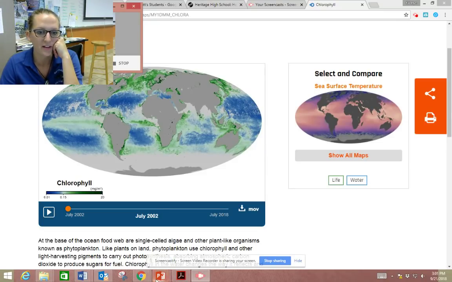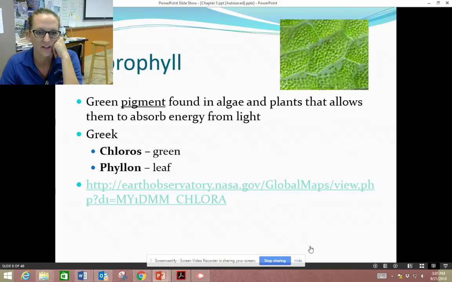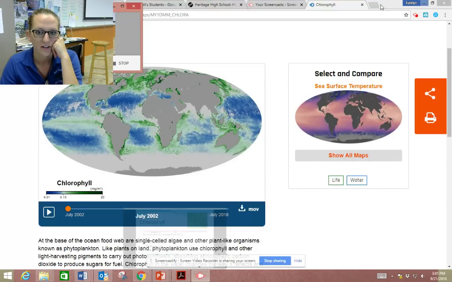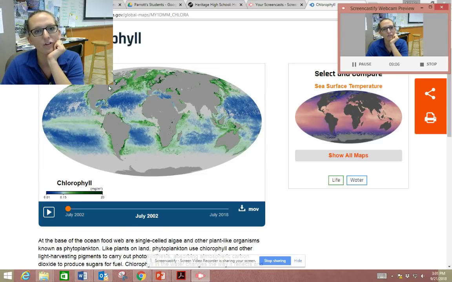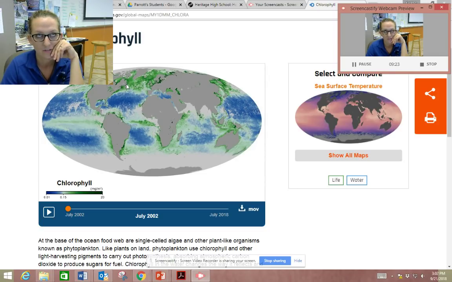Okay, so I clicked the link that was on this slide. It's going to bring us to this website. Things I want you to look at: it's measuring the micrograms per cubic meter of chlorophyll, okay? And where it's very green and dark green, that's where chlorophyll is high. So we're looking here, this is July. Now we're going to have a lot of chlorophyll in our higher latitudes. Longitude? No, longitude goes across. Higher latitudes.